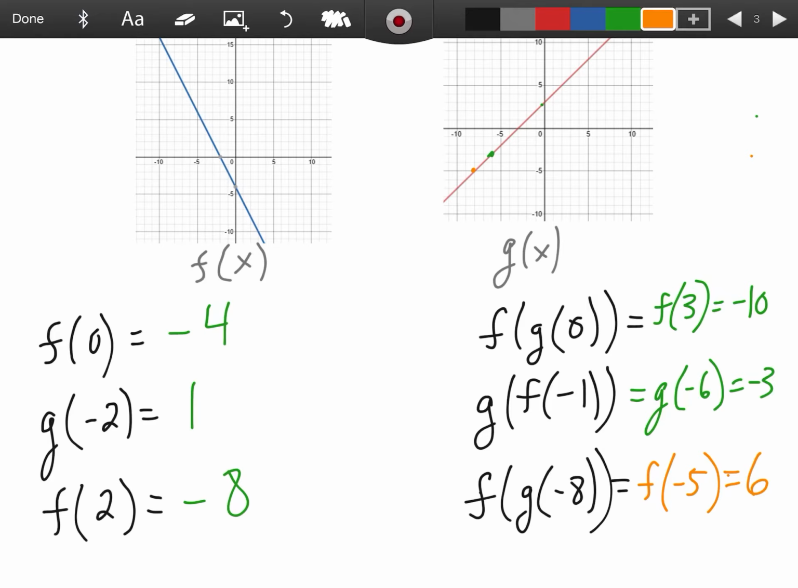So this is how you evaluate functions at specific values, and also function composition when you're given the graphs and charts of the two functions.